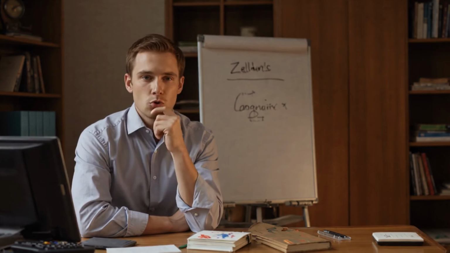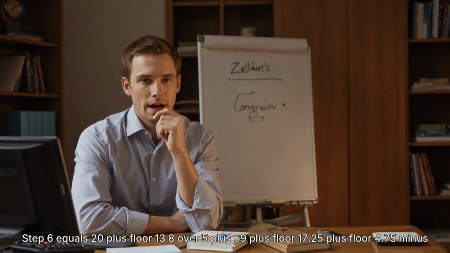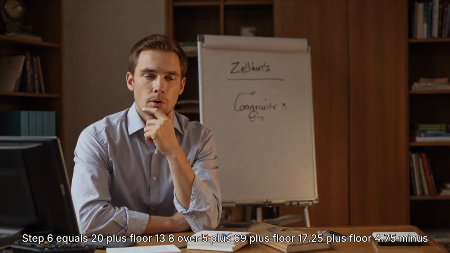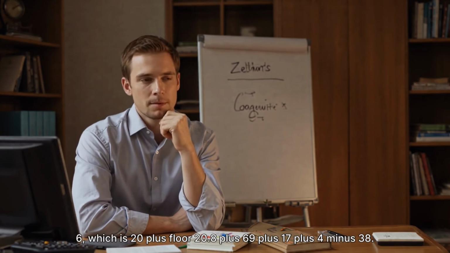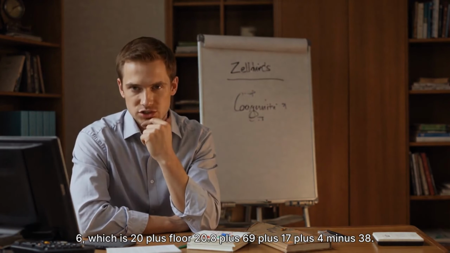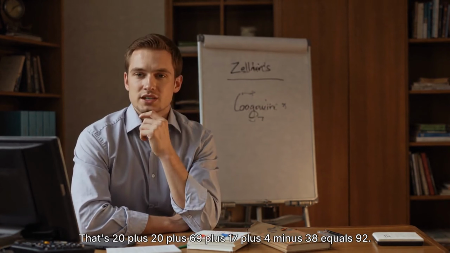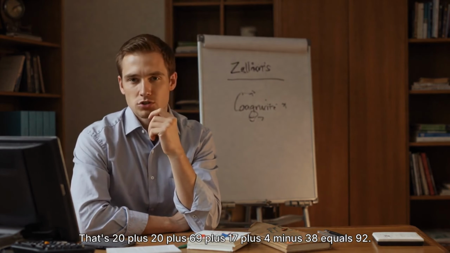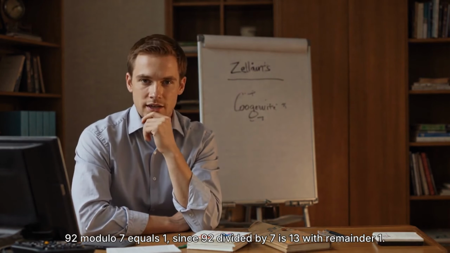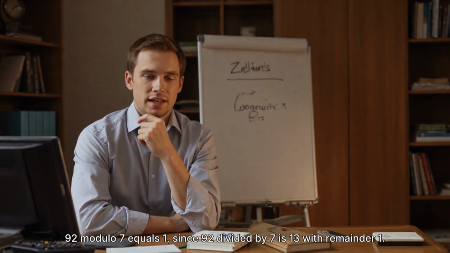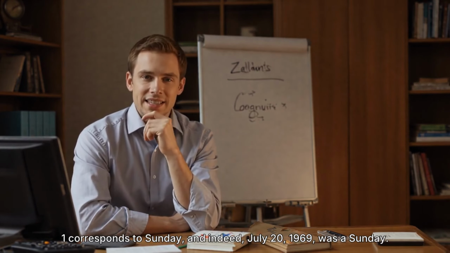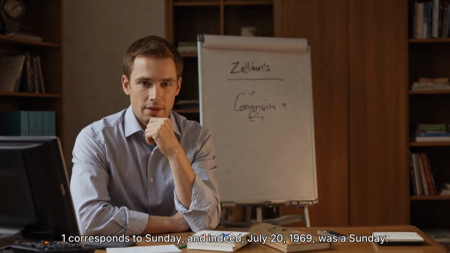Step 5. This equals 20 plus floor(13 times 8 over 5), plus 69, plus floor(17.25), plus floor(4.75), minus 38. Step 6, which is 20 plus floor(20.8), plus 69 plus 17 plus 4 minus 38. Step 7. That's 20 plus 20 plus 69 plus 17 plus 4 minus 38 equals 92. Step 8. 92 modulo 7 equals 1, since 92 divided by 7 is 13 with remainder 1. Step 9. 1 corresponds to Sunday, and indeed, July 20th, 1969 was a Sunday.